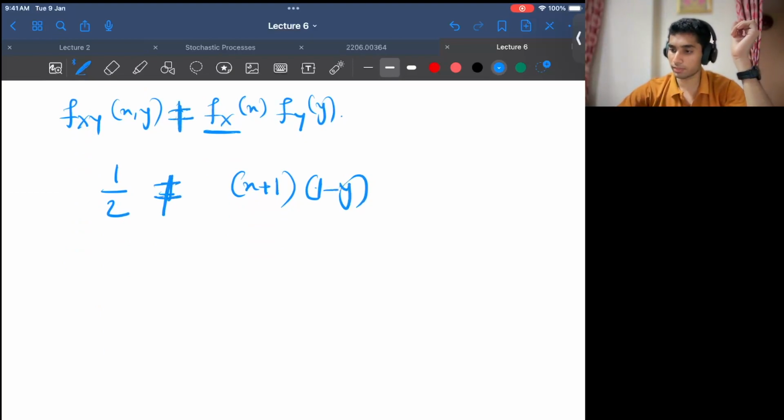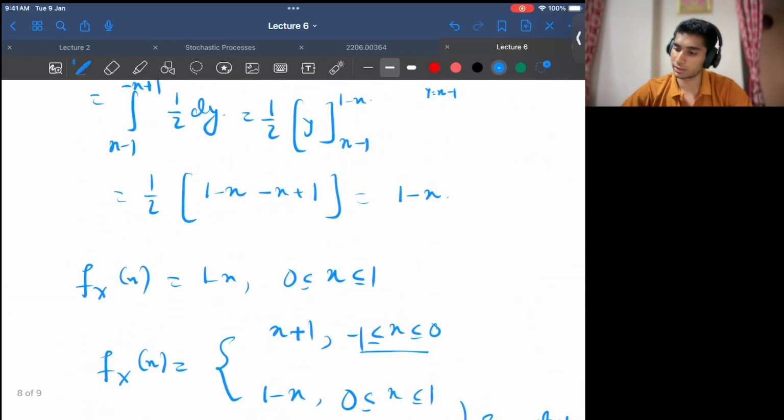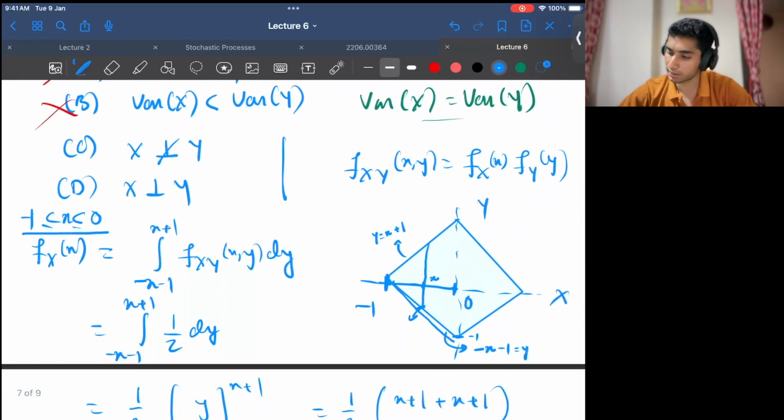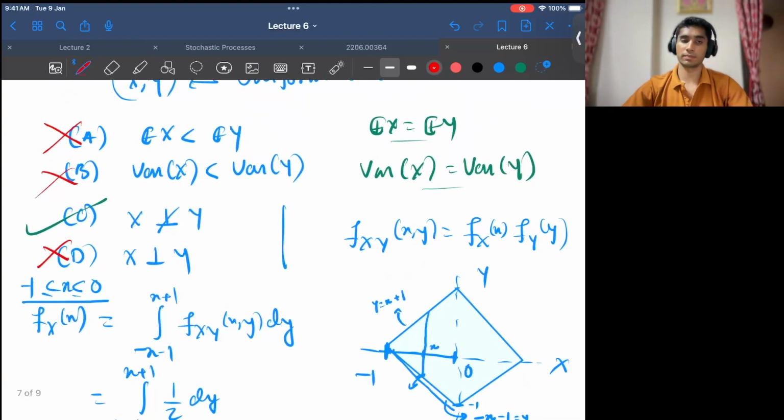So from here it's clear that the joint density is not the product of the marginals. That's why this implies that X is not independent of Y. And hence, amongst these options, this option is correct because X is actually not independent of Y, and this option is incorrect.